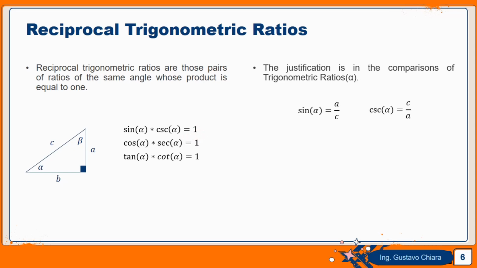As you know, the sine function of alpha is defined as A divided by C, and the cosecant function, in the same angle, is equal to C divided by A. As you know, if you multiply both expressions, the result is 1. In the same way for the cosine function and secant function, and in the same way for the tangent function and cotangent function.